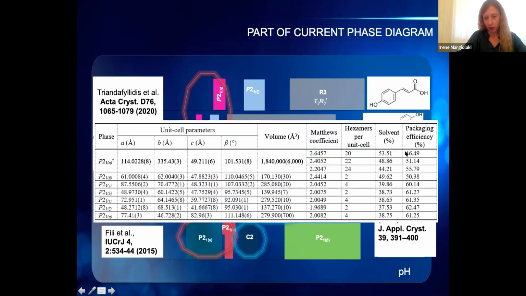And the important parameter here is what we call packaging efficiency, which means how many insulin molecules are packed in the unit cell. The more, the better, because as I said, if they are used as drugs, the patient gets more insulin with fewer doses of the drug.